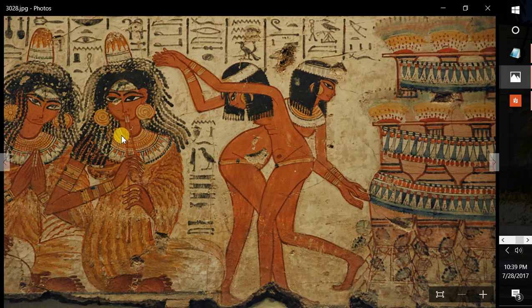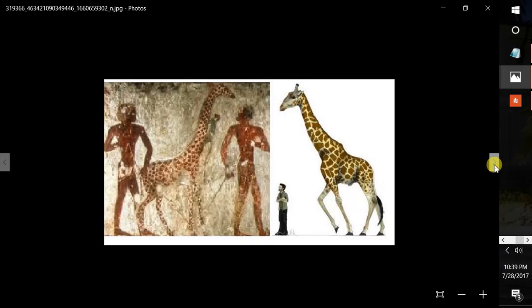This is a giant female right here, and this is a regular female dancing to a giant. Can you see that? These females right here are dancing to these huge giant ladies right here. Okay, so let me keep showing you another picture.